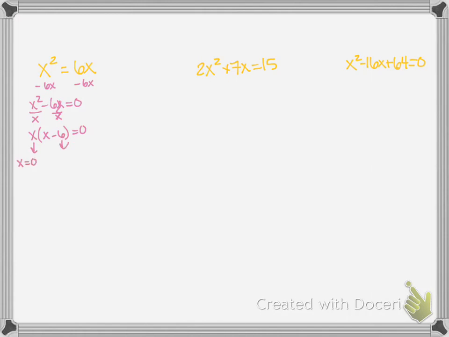Once I've fully factored, I do my ZPP. Set this one equal to 0. Set this one equal to 0, and I solve. Luckily, I only have to solve one in this. So if I graphed this parabola, x squared minus 6x, it would cross at 0 and 6 on my x-axis.